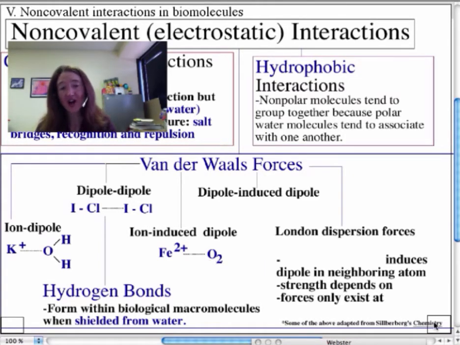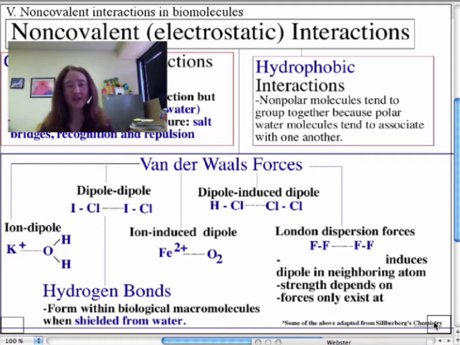Now, even weaker yet are the dipole-induced dipole interactions, where we see nothing quite so attractive as an ion. We just have a polar molecule where there's an uneven sharing of electrons going on, interacting with a molecule that generally tends to share evenly. But again, because of the polarity of one molecule, you can get the induction of a dipole in the nonpolar molecule. So again, the loosey-goosiness of the electron cloud.